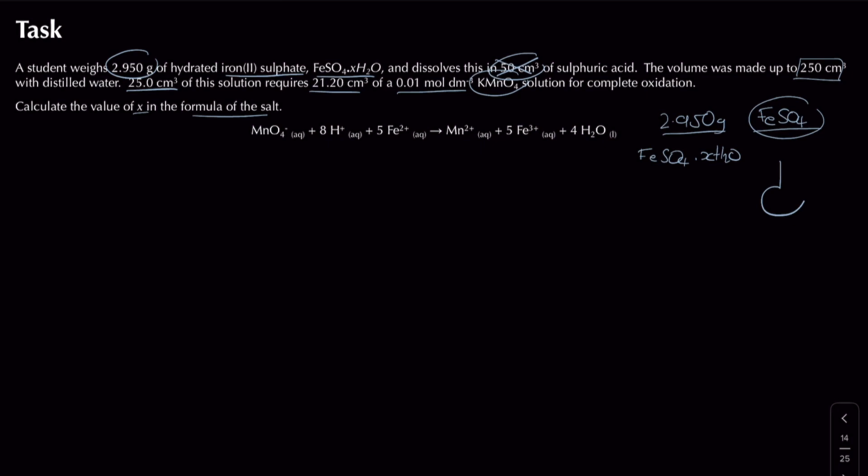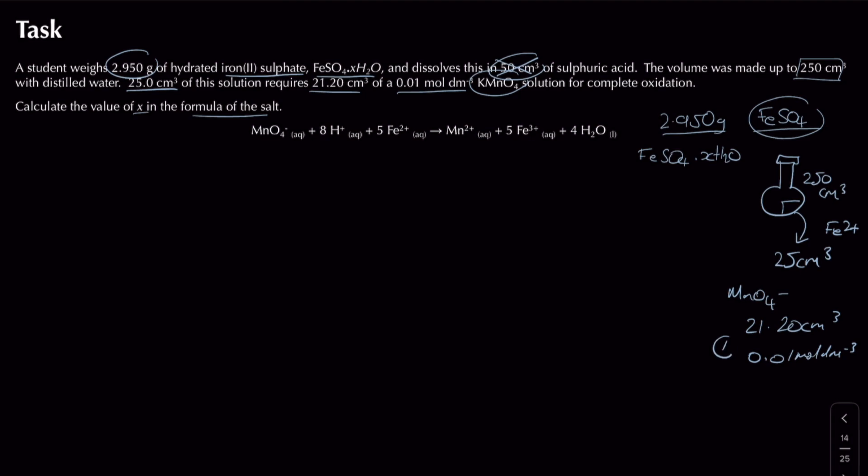So starting off, we've got a volume of 250 centimeters cubed, so that's going to be our standard solution, and that's going to contain iron 2+. They take out 25 centimeters cubed of this iron 2+ itself, and they react that with our manganate ions. Now, manganate, we've got a volume of 21.20 centimeters cubed, and a concentration of 0.01 moles per decimeter cubed itself.